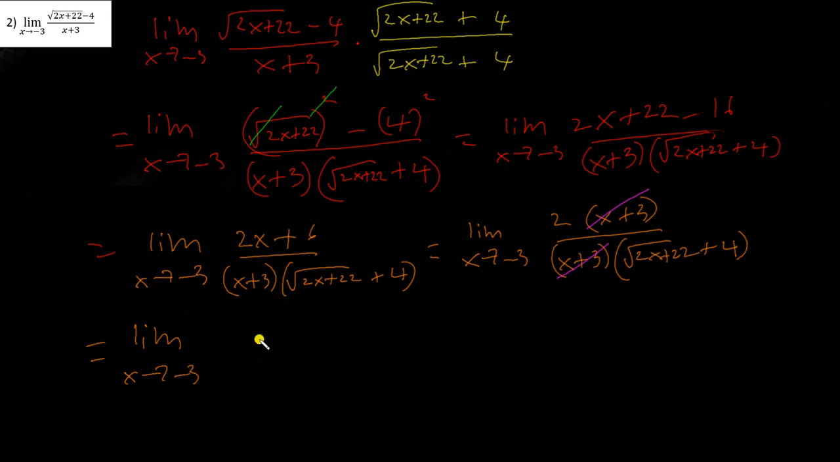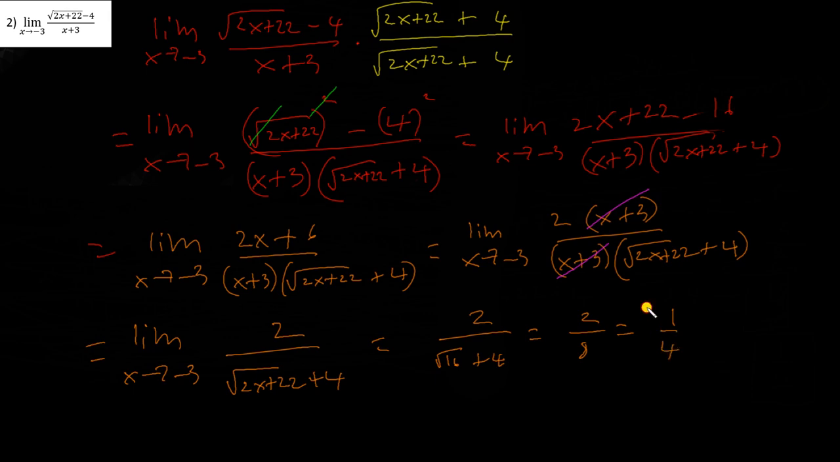So let's see what's going to happen now. I'm going to have 2 over this stuff. And yeah, now look, you can just simply plug in negative 3 and you're going to get an answer. So my answer is going to be 2 over square root of 16 plus 4, which is 2 over 8, which is 1/4.